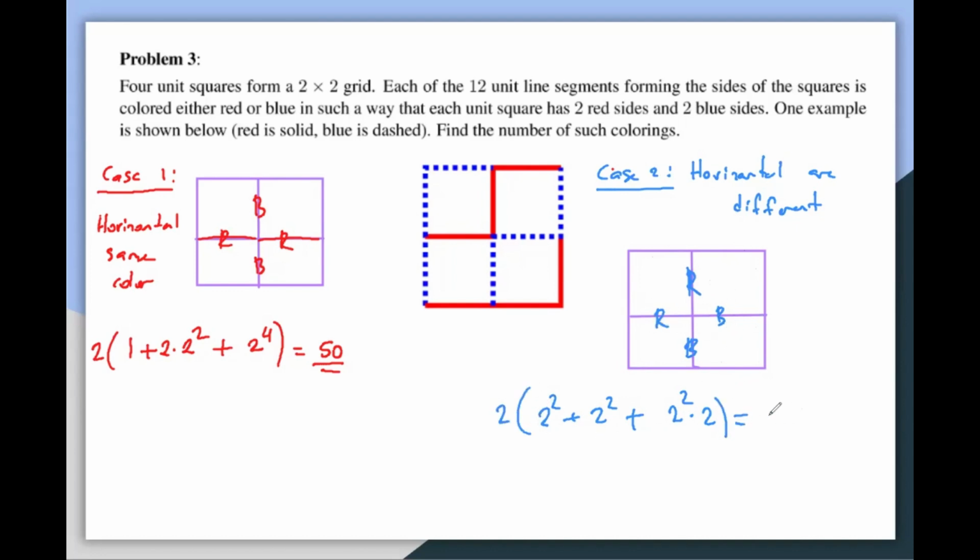And that will make our answer, I guess. So that's 4, that's 8, and that's 8 as well. That's 16 plus 2 is 32. So these are the two cases. In the first case, I said horizontals are the same color, and in the second, horizontals are different. So each case is exclusive, there's no overlapping. So we just want to add those together to get our answer, which is 82. So I will say 82.